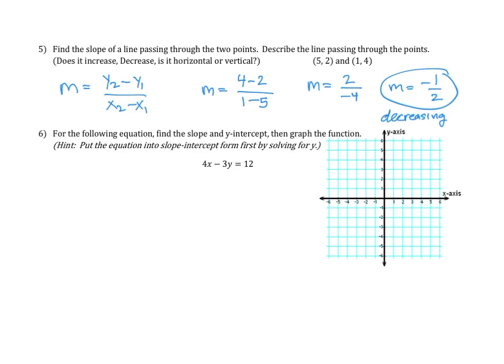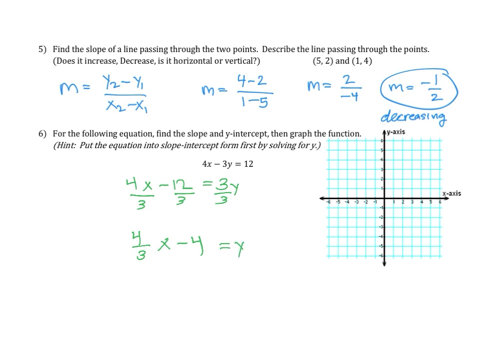Okay, so for the next problem here, we have the equation and we want to find the slope and the y-intercept and then graph. So the best way to do this is to solve for y. So I'm going to subtract the 12 to the left side and add the 3y over. Then I just will divide everything in my equation by 3. So I end up with 4/3 x minus 4. That is what my y is equal to.